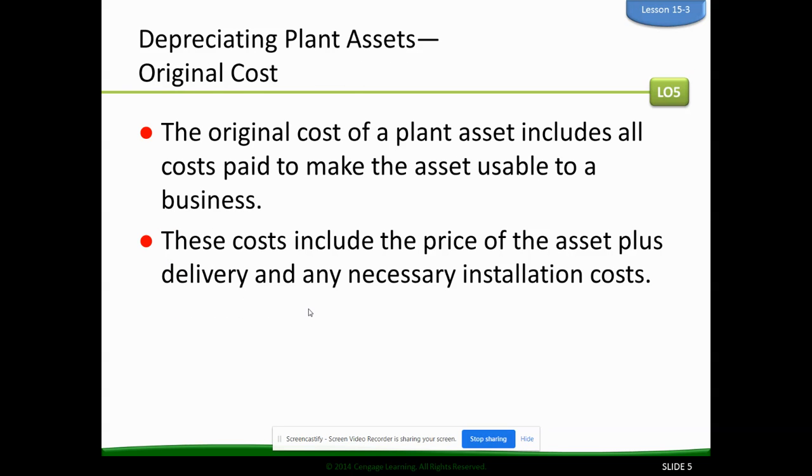The original cost of a plant asset includes all costs paid to make the asset usable to a business. These costs include the price of the asset plus delivery and any necessary installation cost.